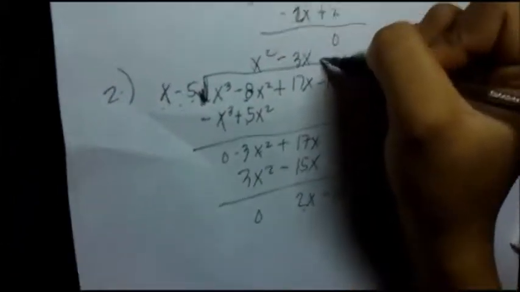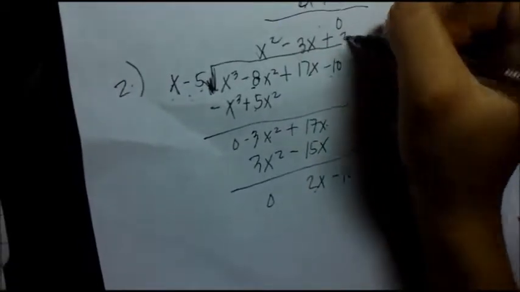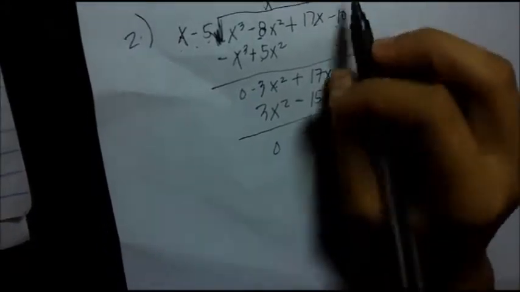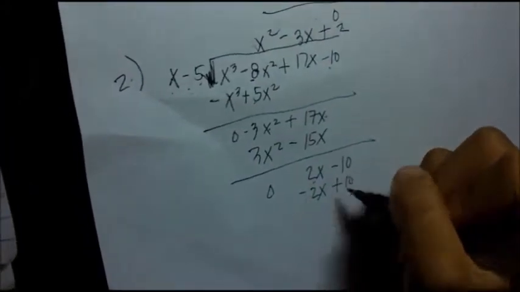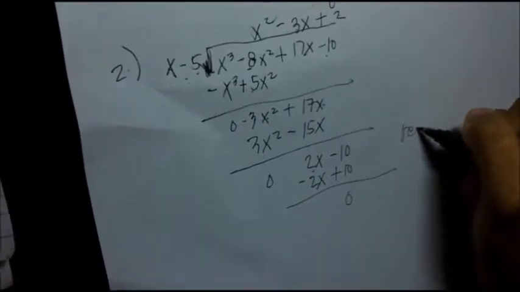So, bring down again the 10. Then, 2x divided by x is equal to positive 2. Then, 2 times x is equal to negative 2x. Then, 2 times negative 5 is positive 10. So, our remainder again is 0. The remainder.